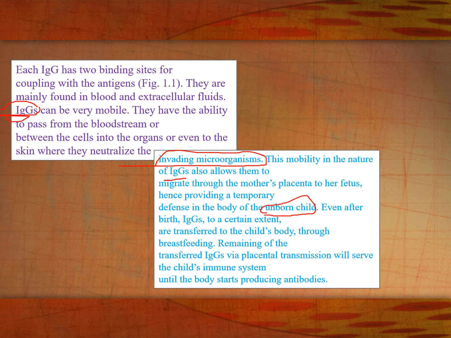Even after birth, IgGs to a certain extent are transferred to the child's body through breastfeeding. The remaining IgG transferred via the placenta will serve the child's immune system until the body starts producing antibodies.